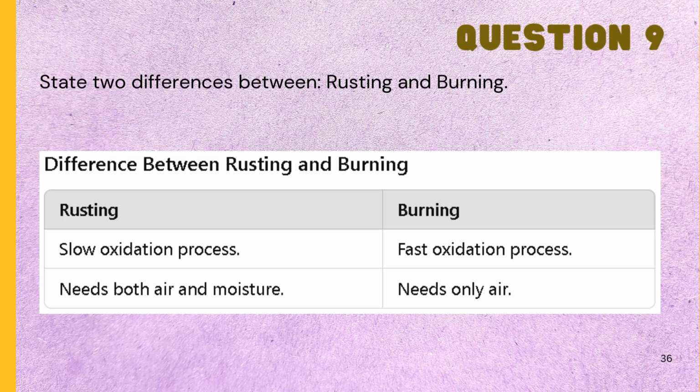Question 9. State 2 differences between rusting and burning. Difference 1. Rusting is a slow oxidation process, whereas burning is a fast oxidation process. Difference 2. Rusting requires both air and moisture, while burning requires only air. These differences highlight the contrasting nature of these 2 processes.